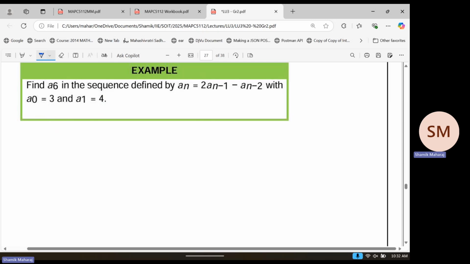Okay, so first thing we do when we're given a question like this, again, it says find A6, then we first start by writing down the formula. AN is equal to 2A(N minus 1) minus A(N minus 2). And our initial conditions are given here. A0 is equal to 3. A1 is equal to 4.